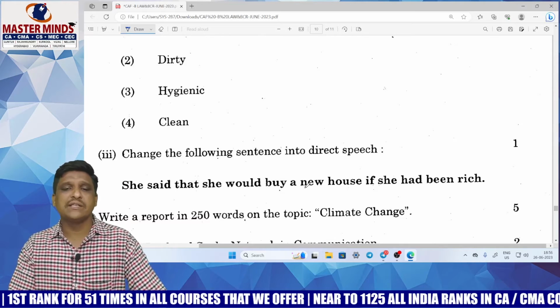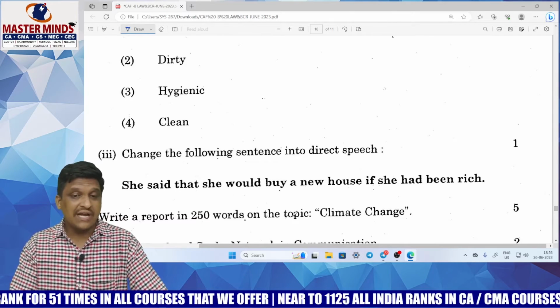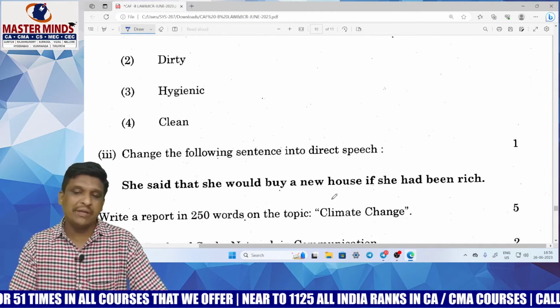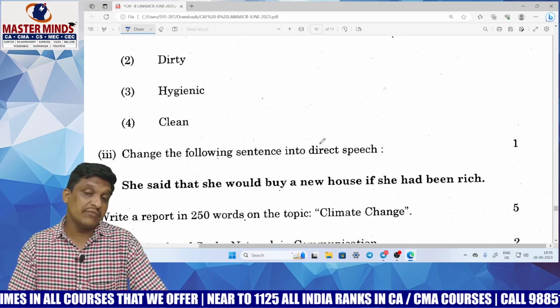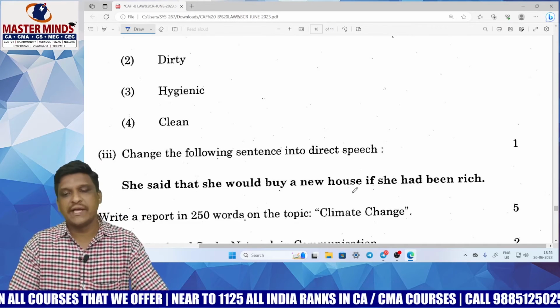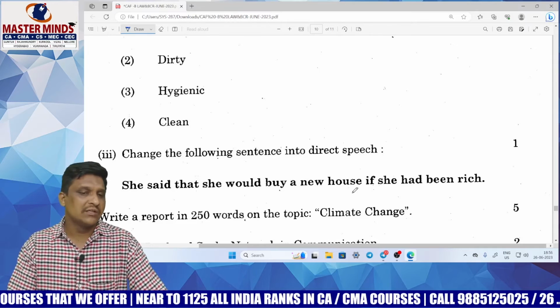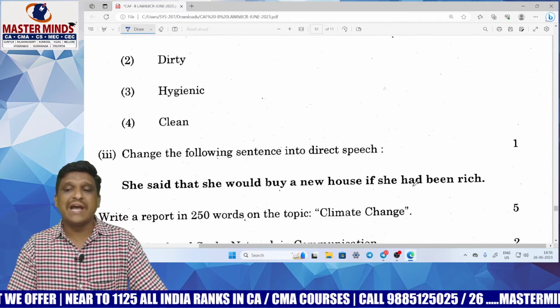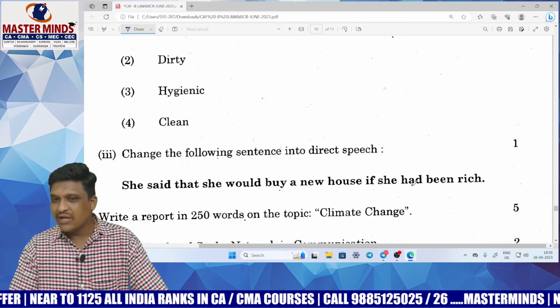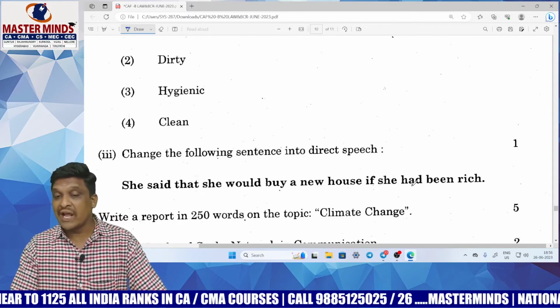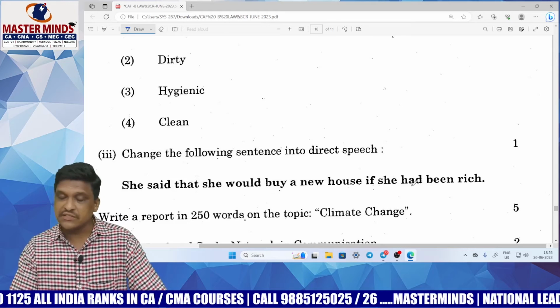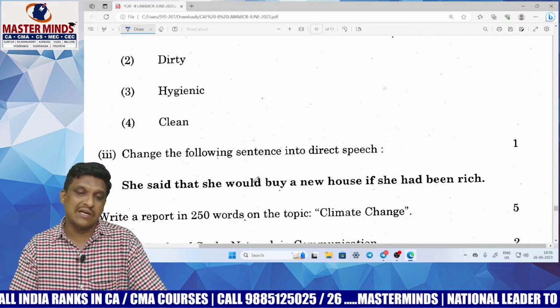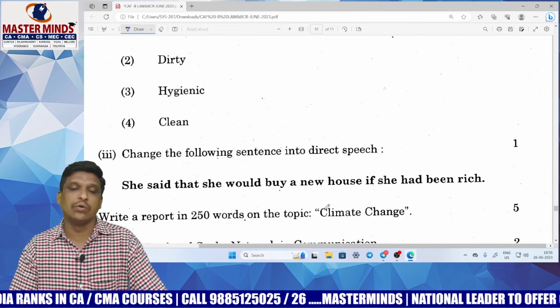Change the following sentence into direct speech. She said that she would buy a new house if she had been very rich. We just need to change from indirect speech to direct speech here. Just stick with the important rules that we have discussed earlier. She had been rich is in past perfect tense. Whenever we have past perfect tense in indirect speech, it changes to simple past tense, and as we have would here, it changes to will there.